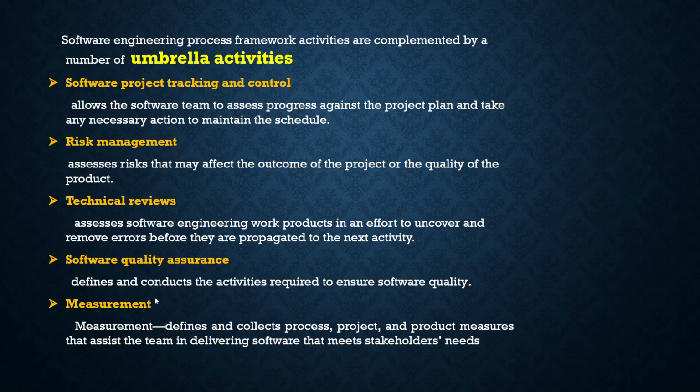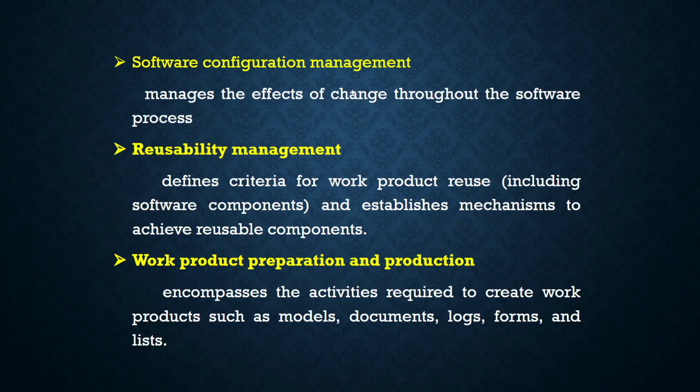And as you develop, you should assure the quality of the product. So software quality assurance. And when the project is beginning and it keeps going on track, okay, how can we measure it? So the project and the product measurement, that is mandatory. And finally you should track and control. All these activities are called umbrella activities.